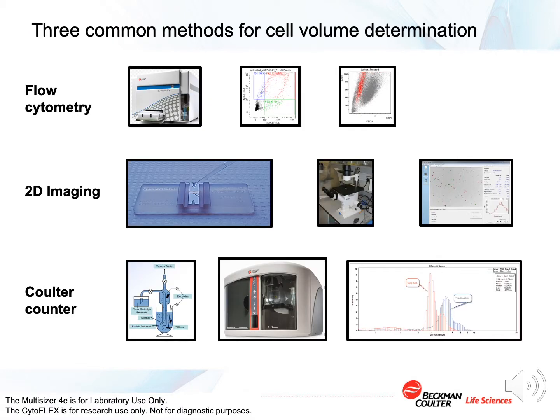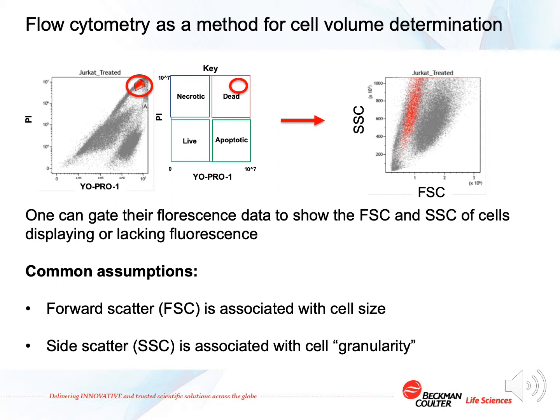Three commonly used methods for cell volume and health determination are flow cytometry, 2D imaging, and the Coulter method. Flow cytometry is a method for cell analysis. By mixing cells with various dyes for different time periods, one can obtain many different parameters regarding cell health and state, including cell cycle, receptor expression, etc. And using this method, you can gate particular populations that are stained or not stained to understand the percentages of cells in a particular state, such as apoptosis, necrosis, or cell death.